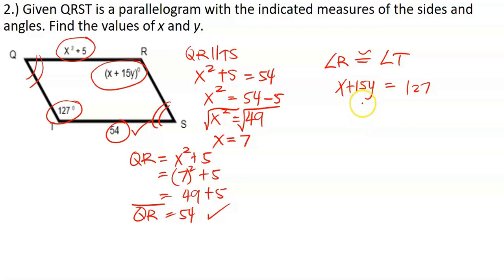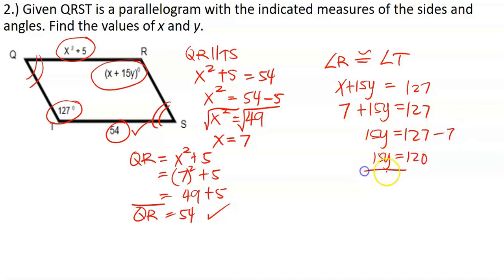So this time we can again apply the substitution method. Since we were able to solve for x earlier, which is 7, we can substitute it here, and we will then have 7 plus 15y equals 127. So again, property of equality, we put 7 on the other side along with 127, so it becomes negative 7. So 15y equals 120. So again, we divide both sides by 15.